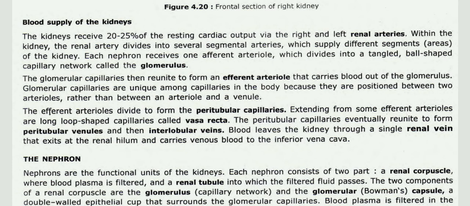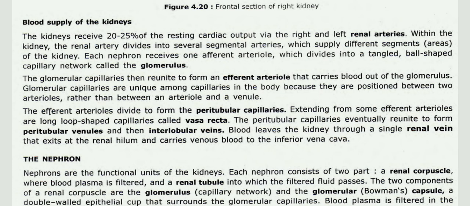Each nephron receives one afferent arteriole which divides into a tangled ball-shaped capillary network called the glomerulus. The glomerular capillaries then reunite to form an efferent arteriole that carries blood out of the glomerulus. Glomerular capillaries are unique among capillaries in the body because they are positioned between two arterioles rather than between an arteriole and a venule. That is a special case. Other blood capillaries are positioned between an arteriole and a venule, but glomerular capillaries are positioned between two arterioles, afferent and efferent.